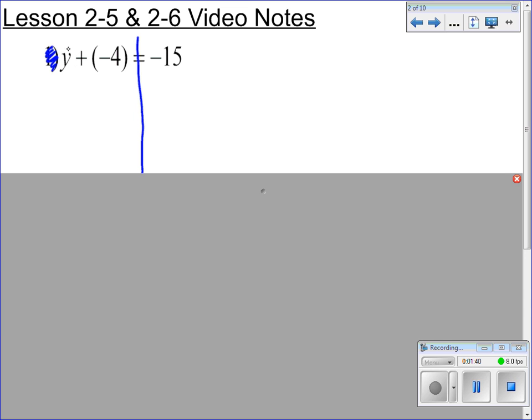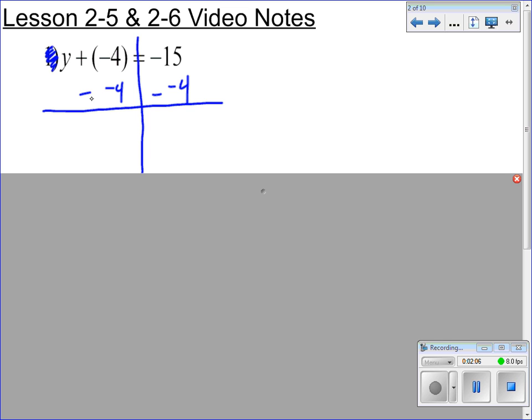Okay, so our goal is to isolate this y so that it's on this side of the equation all by itself. Right now, it's not by itself. Right now, we're adding a negative 4 to it. And so in order to get rid of it, we've got to do the opposite. Since it's adding a negative, we're going to subtract a negative 4. And remember, what we do to one side, we need to do the exact same thing to the other side.